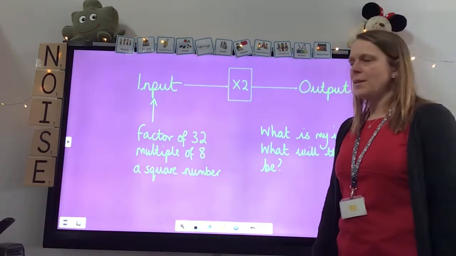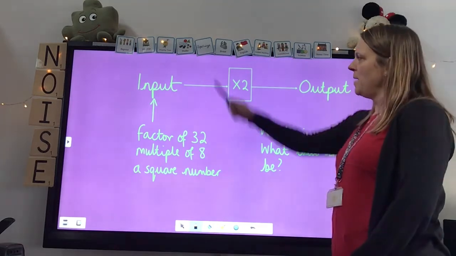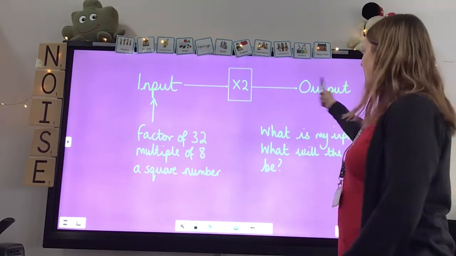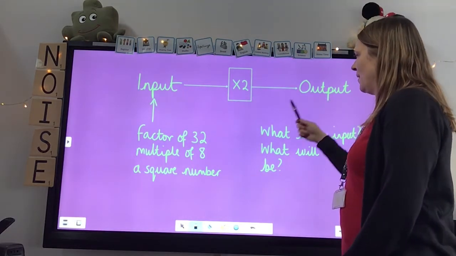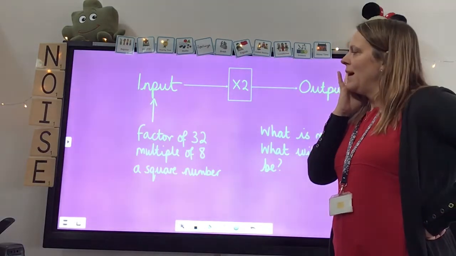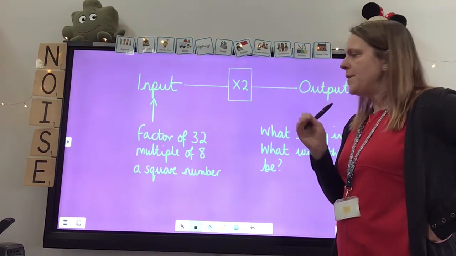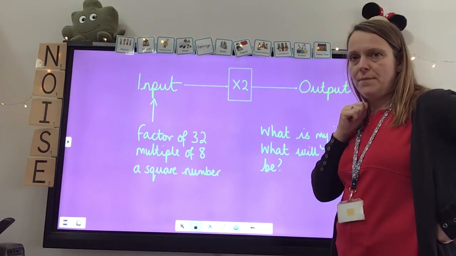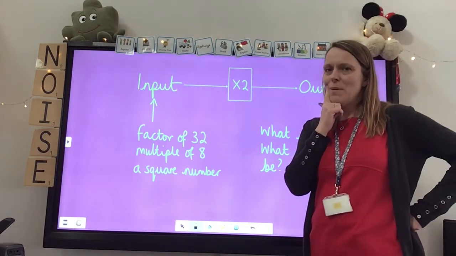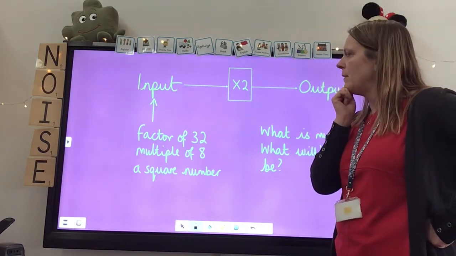Okay, welcome back. So I have this problem here. I have a number and I input it into my machine, I multiply it by 2 and I get an output. But I've forgotten what my number is because I'm so forgetful, you know what I'm like. I do know 3 facts about my number. I know that my number is a factor of 32. I know that it's a multiple of 8, and I know that it's a square number, but I can't for the life of me think what that number was, so I really need your help to work that out.